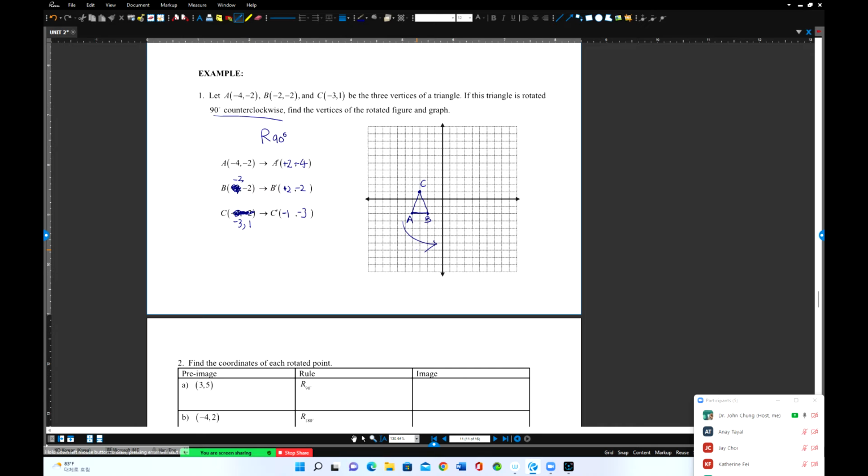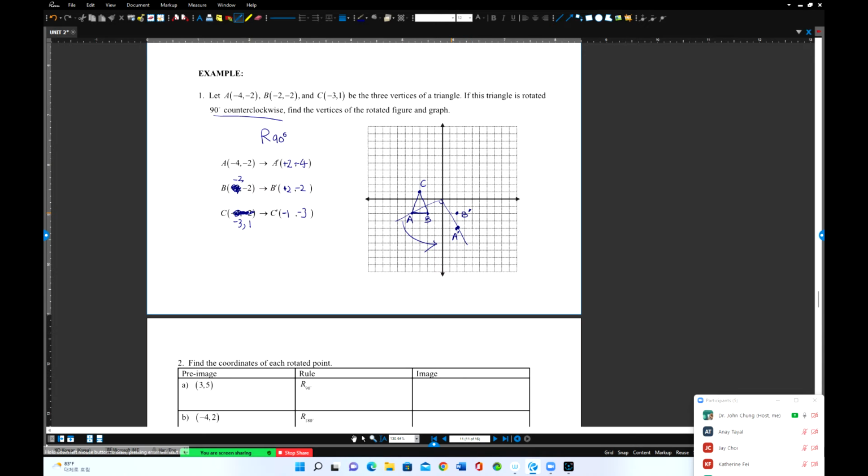Okay, 90 degree. A prime, where is it? 2 and negative 4. This is A over here. When you make the line around here, that is 90 degree, right? So this point, with 2 and negative 4, this is A prime. And the B prime here is 2 and negative 2. That is B prime.